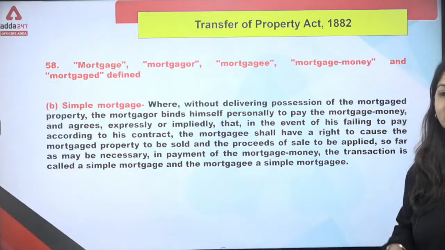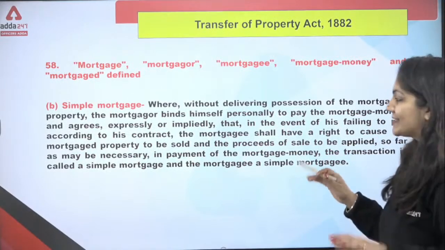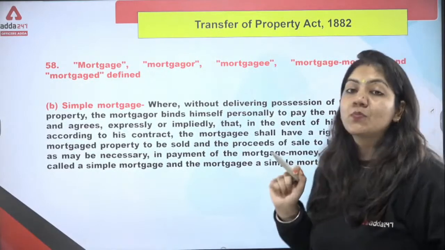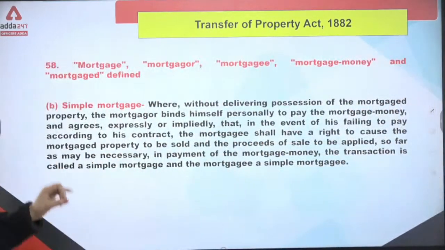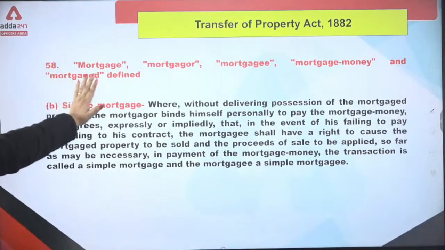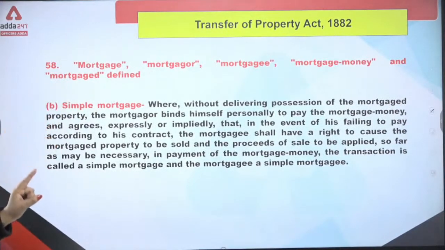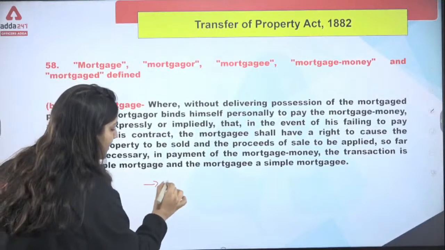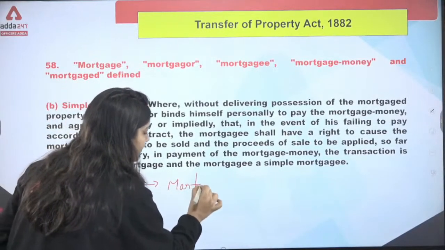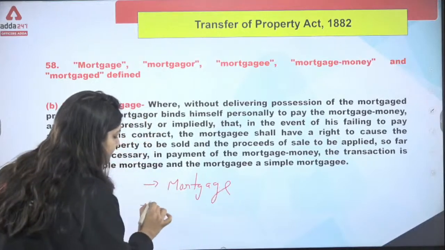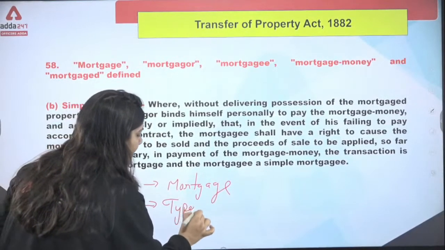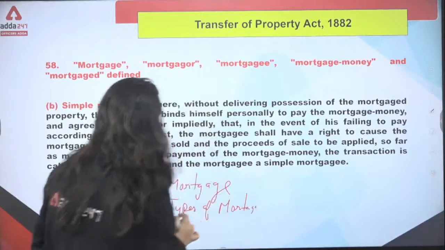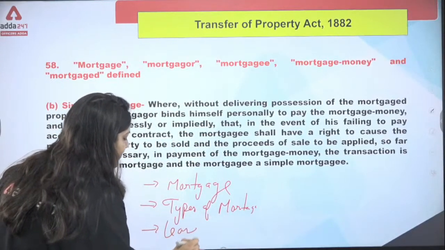The first section that you have to learn is section 58, because section 58 defines the terms mortgage, mortgagor, mortgagee, mortgage money and mortgage deed. So section 58 is important in the TP Act. Section 58 also defines the types of mortgage. So in the TP Act, what you have to learn: mortgage, types of mortgage, and next one, lease. This is important.